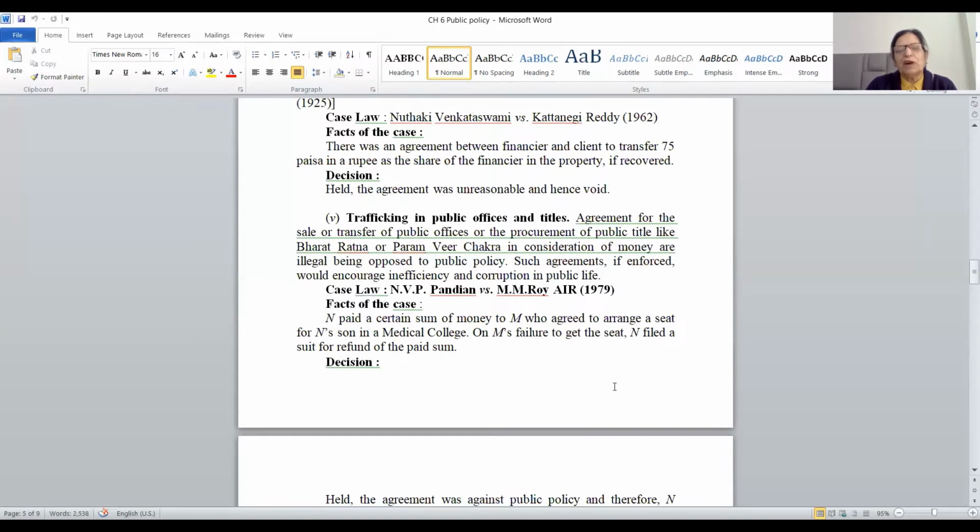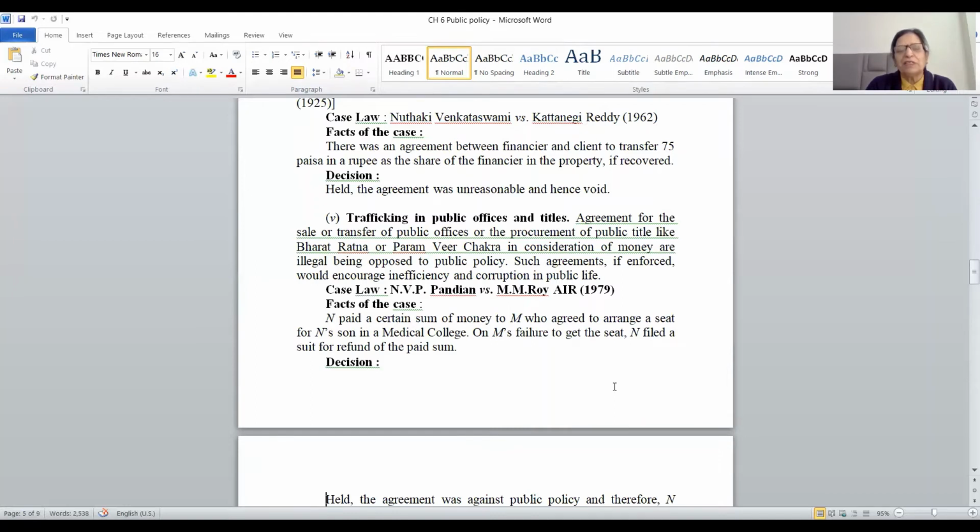So friends, one person is managing the bank and another person who is looking for a job says, I'll pay you 10 lakhs and you transfer this post in my favor. It is not possible. Otherwise any person who can afford to pay money will occupy the highest post.